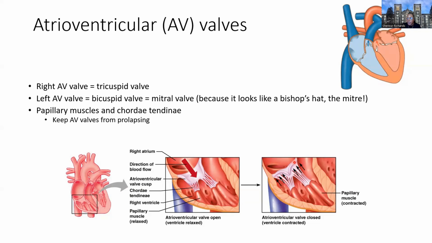So that is what helps to prevent any relapse or regurg of blood while the chamber is contracting back into the atria. Instead, it allows for that blood to only go out into the artery. Okay, so it prevents the AV valves from collapsing.